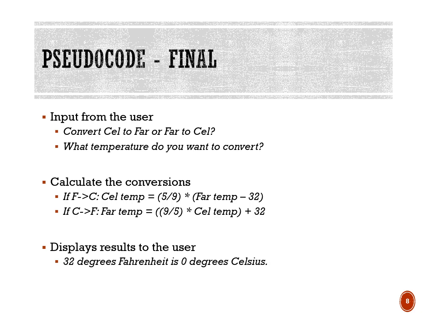So this is what the pseudocode might look like when I'm actually done. We're going to prompt the user for what kind of conversion they want to do. We're going to ask them for the temperature to convert. Then we're going to do the conversions based upon their input. And finally, I'm going to display the results to the user.